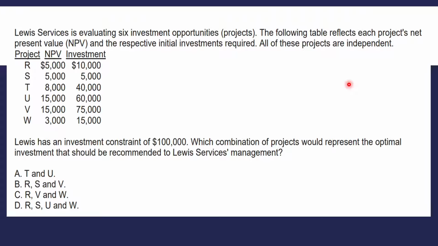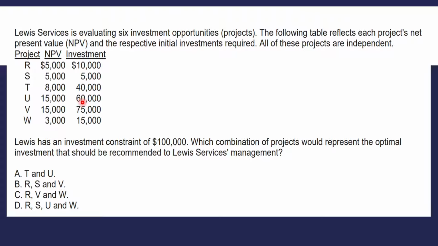Okay, just continue answering. Magbabasa lang ako, ha? Para umuusad tayo. Lewis Services is evaluating 6 investment opportunities or projects. The following table reflects each project's net present value and the respective initial investments required. All of these projects are independent. So you have here positive NPV projects. So kung pwede sana lahat sila kunin natin, no? Positive naman NPV. Kaso ito yung problema.